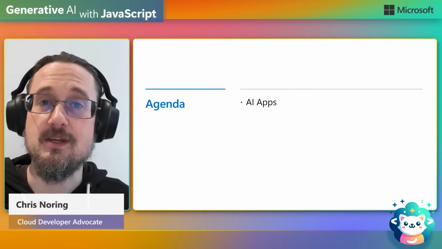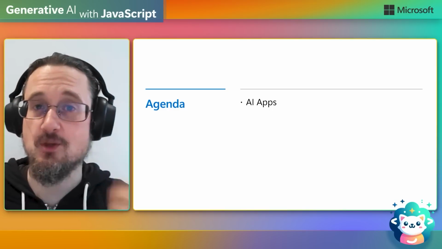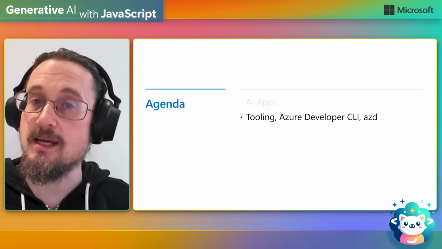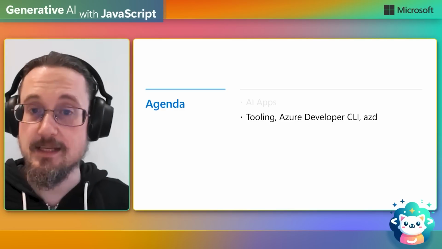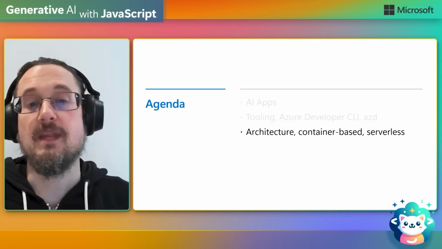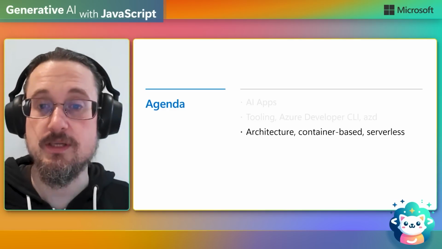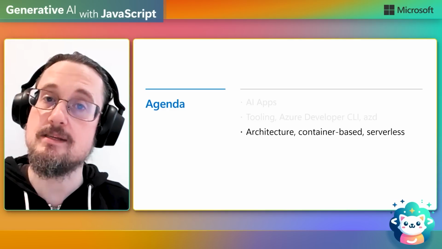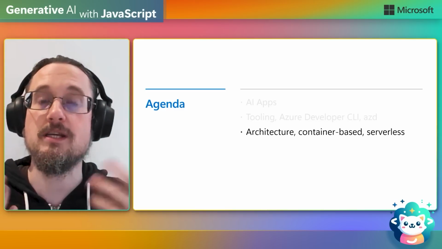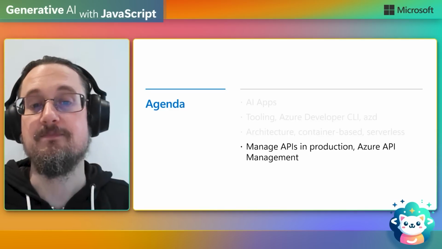Let's look at the agenda for this video and this presentation here today. First off, we'll look into AI apps, what those are, what different types of AI apps that you can build, because there is more than one. Then we'll talk about tooling and how our recommendation is a CLI tool called Azure Developer CLI, or AZD. We'll also discuss architecture because there are a few different choices. We will go through container-based and serverless. And we're not going to have a strong opinion each way, but more explain where one of them may or may not fit your needs.